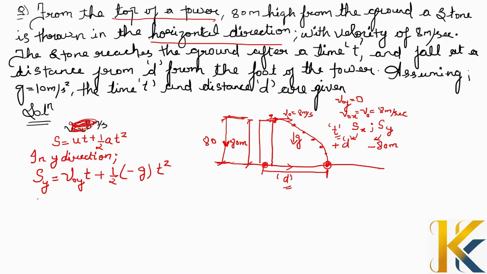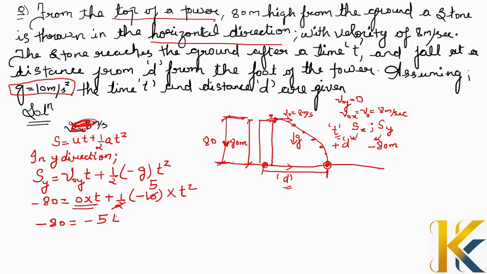Therefore, what is the Sy that we have got? Minus 80. What is v naught y? 0 into t plus half into what is g? They have told you to assume g as 10 meter per second square. The exact value is 9.81, but they have given you the freedom to assume 10 to make the calculation easy. So minus half into 10 into t square. Here this gets cancelled out. We'll have minus 5. So it will be minus 80. 0 into t is 0. Therefore, I'll be left with only minus 5 t square.